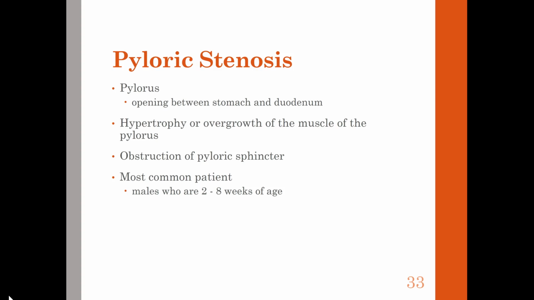All right, so pyloric stenosis. So obviously the pylorus is the opening between the stomach and the duodenum. And what this is, is hypertrophy or overgrowth of the muscle of the pylorus. And this usually occurs between about 2 and 8 weeks of age, and it typically happens to the firstborn males, but typically males in general. There is a genetic component to this.